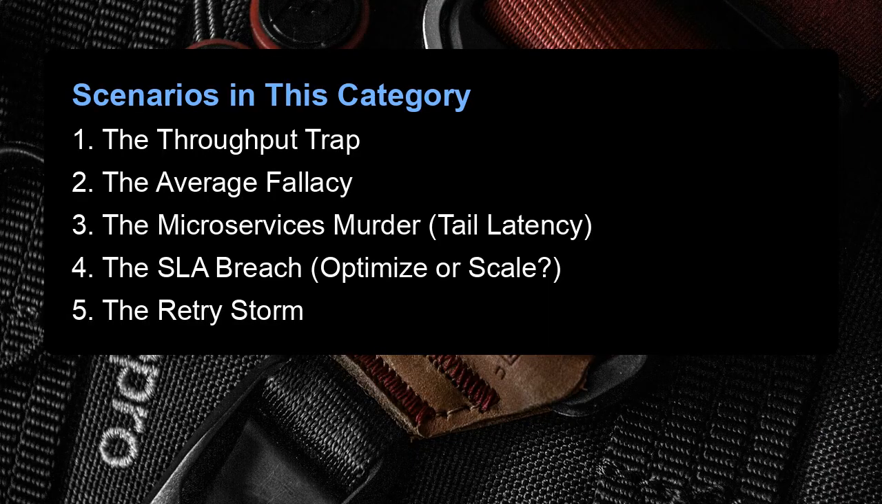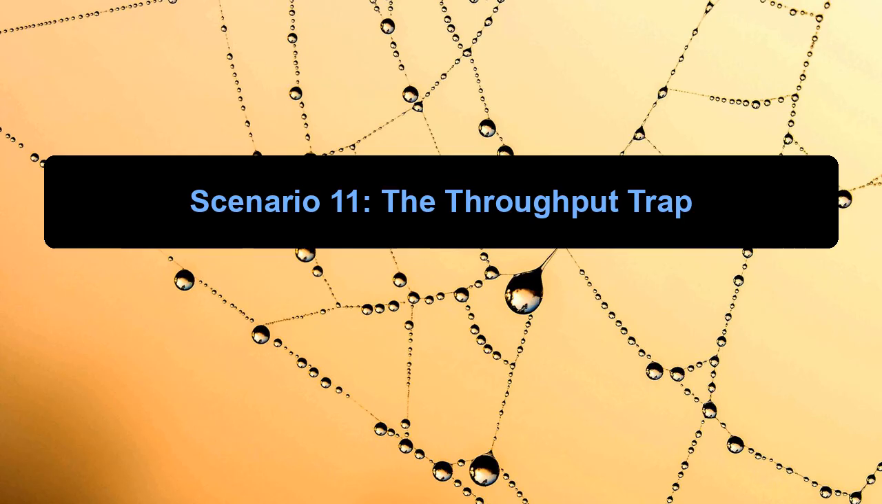Scenarios in this category: 1. The throughput trap. 2. The average fallacy. 3. The microservices murder tail latency. 4. The SLA breach: optimize or scale. 5. The retry storm.